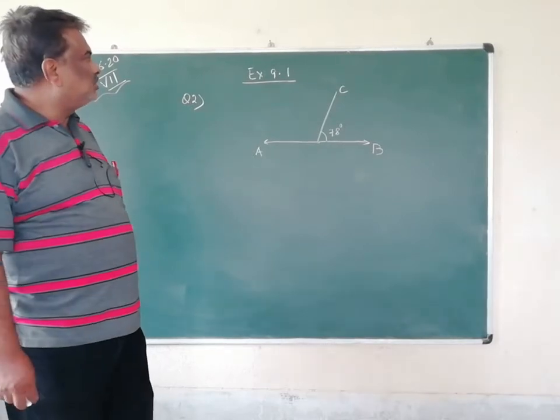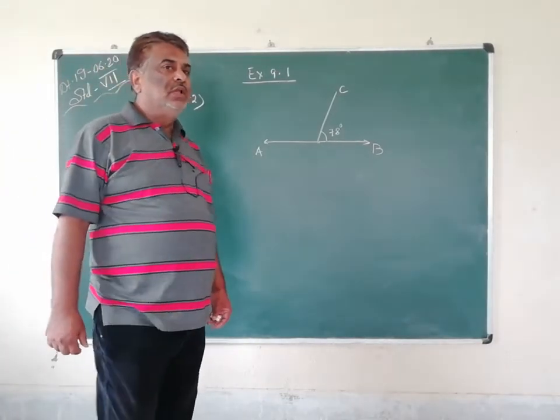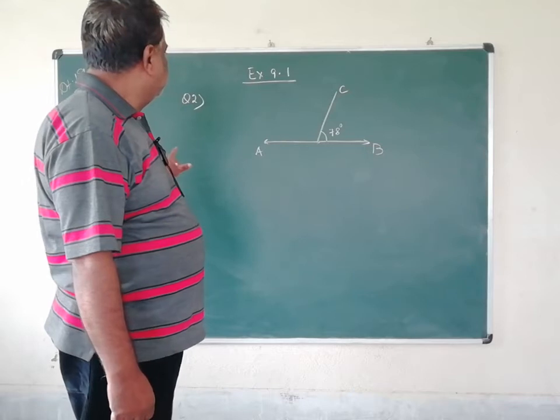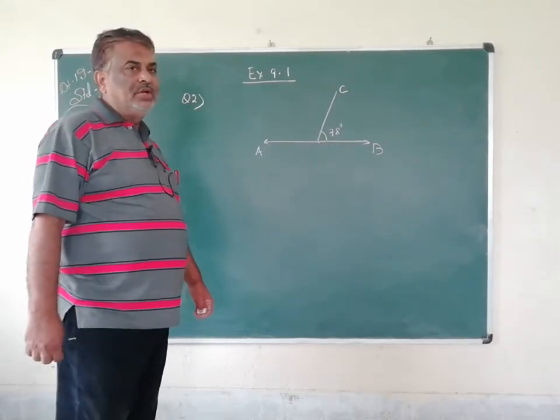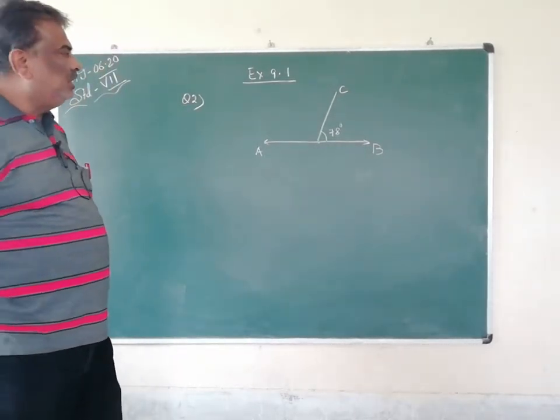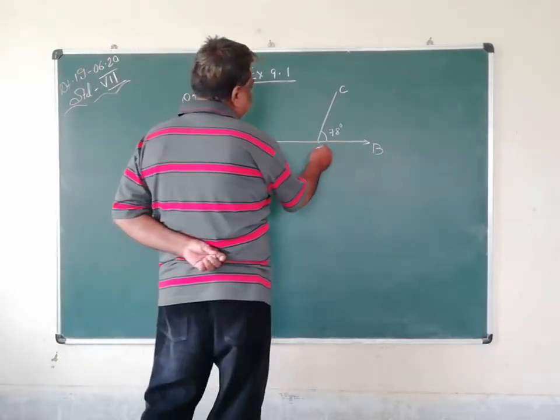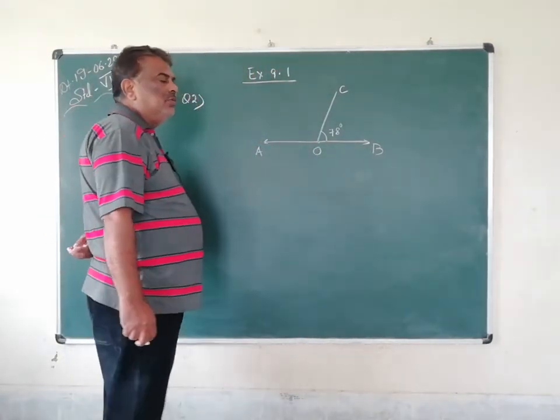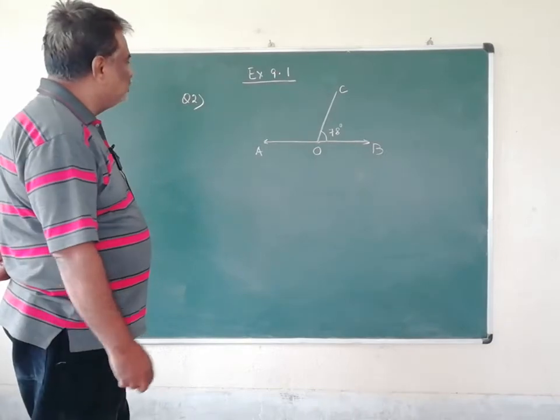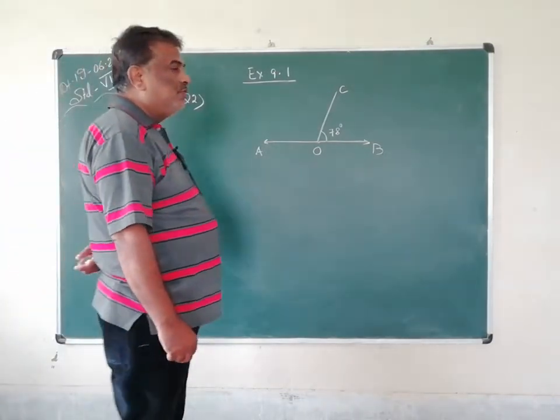Today we are going to start exercise 9.1. Last day I gave you the basic points of this chapter. Now here you see that the first question is question number 2. Question number 1 is only to write the adjacent angles, so you can do that here. Here we have to find angle AOC.